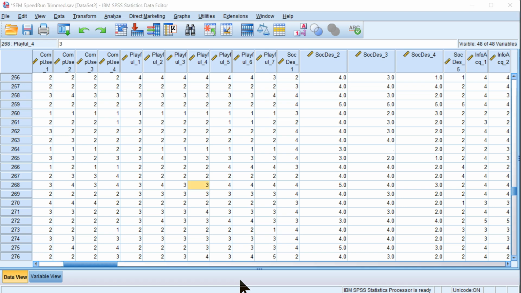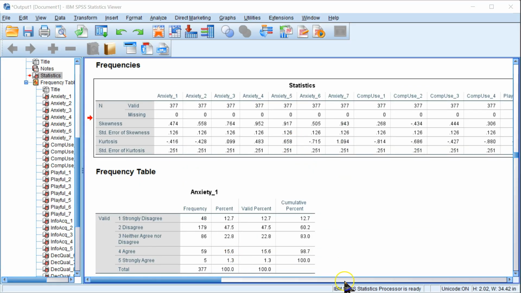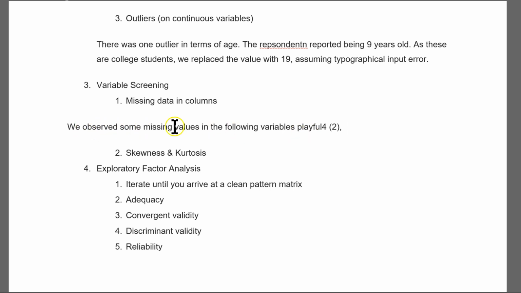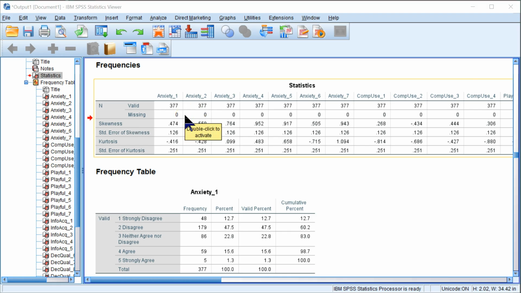Makes sense. Okay, let's go back to our Word document. We observed some missing values in playful 4. We observed 2. Oh, is it 2? So there's one more in there somewhere. We better go find it.